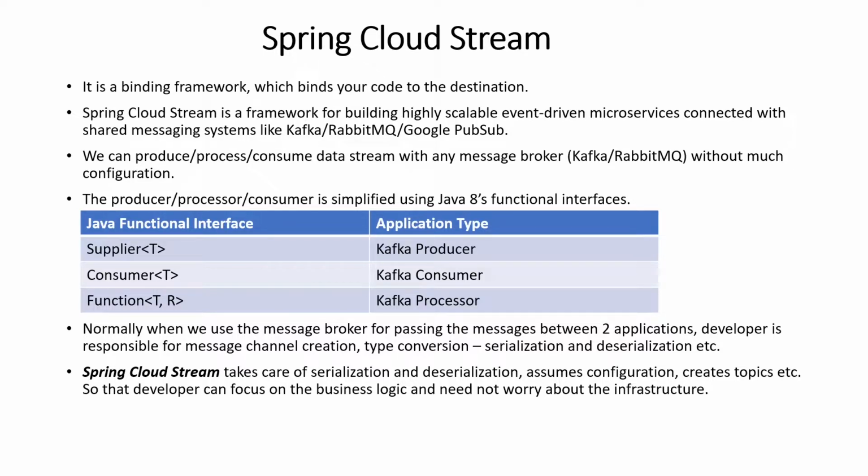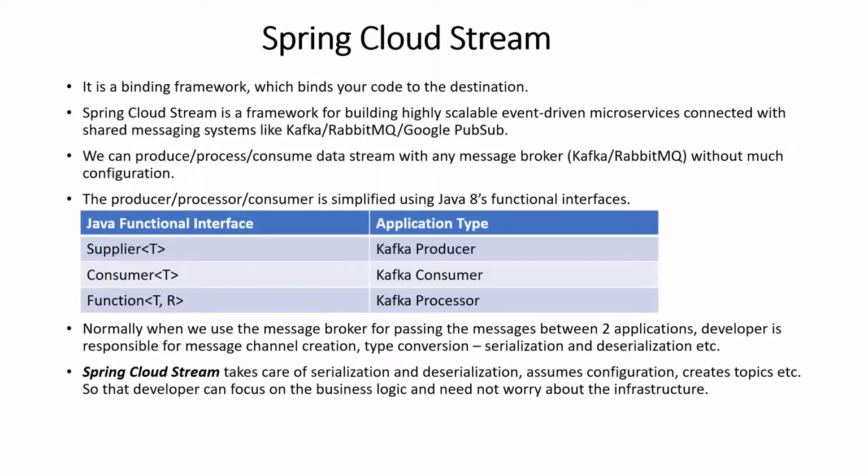So Spring Cloud Stream is a framework for building highly scalable event-driven microservices. By highly scalable, it means that you can create multiple instances of your microservices and scale it across. And event-driven microservices means that the data across your microservices will flow by the trigger of an event, and we'll see later how exactly it happens. So these are the event-driven microservices connected with shared messaging systems like Kafka, RabbitMQ, and Google PubSub.